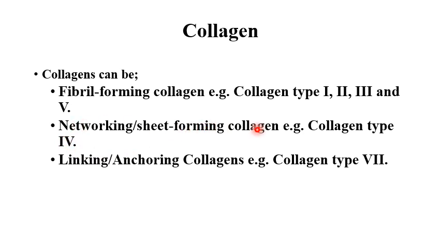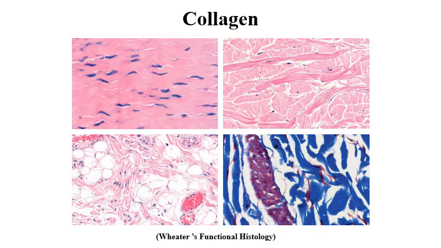It is the major structural protein of external laminae and basal laminae of epithelial cells. Linking or anchoring collagen includes type 7 collagen. These are short collagens that link fibrillar collagen together to form larger fibers. They also attach the basal laminae to the underlying reticular lamina in the basement membrane. By light microscopy, collagen fibers are acidophilic, thus stain pink with hematoxylin and eosin.